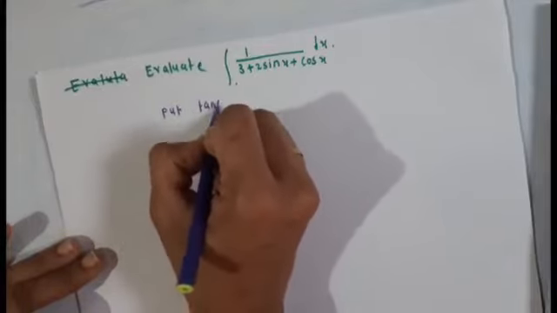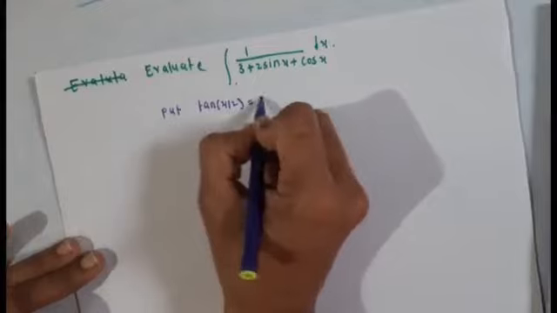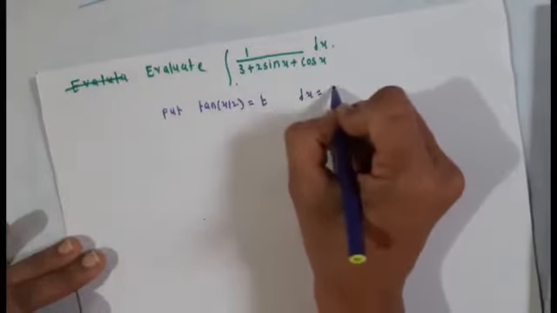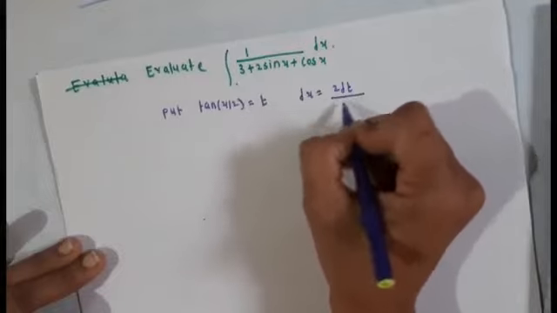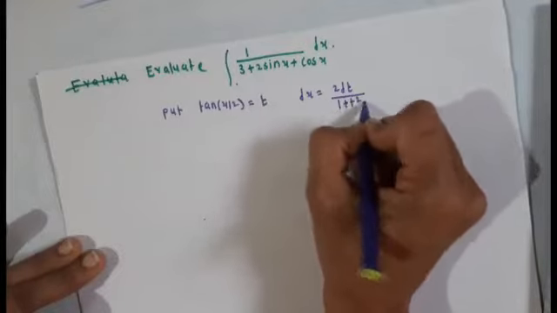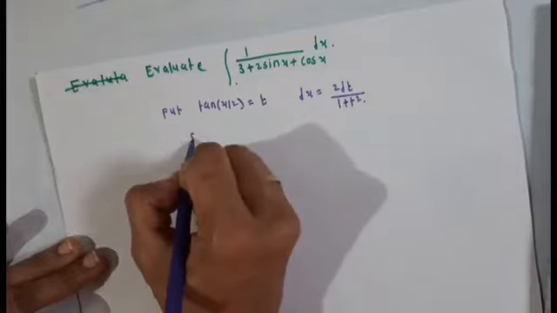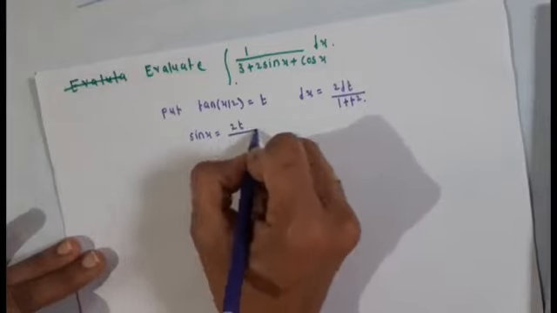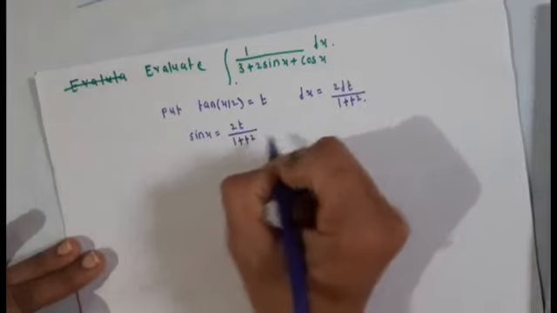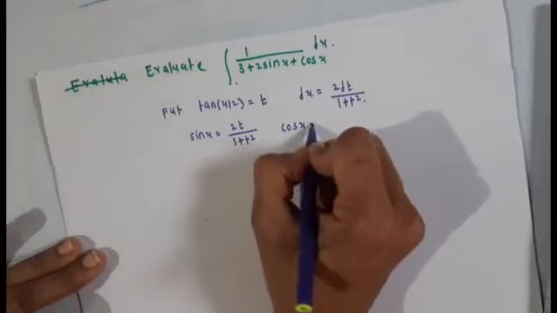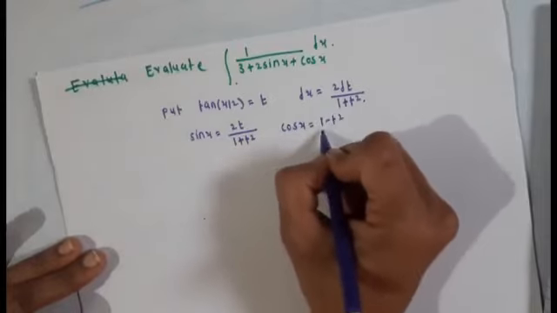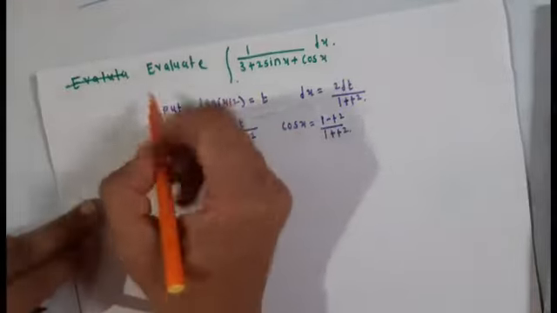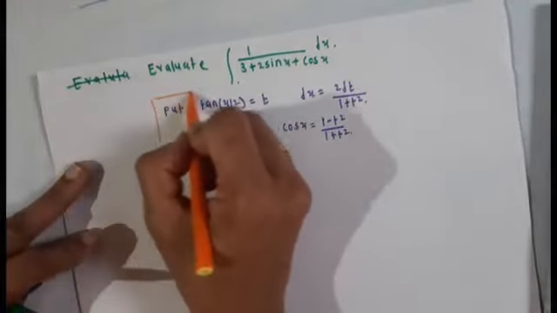Okay, so students, again according to the last, put tan of x by 2 equal to t, then the value of dx equal to 2 dt upon 1 plus t square, then sin x equal to 2t upon 1 plus t square, the value of cos x equal to 1 minus t square upon 1 plus t square. Okay students, so put all these values in the above integral, we will get.